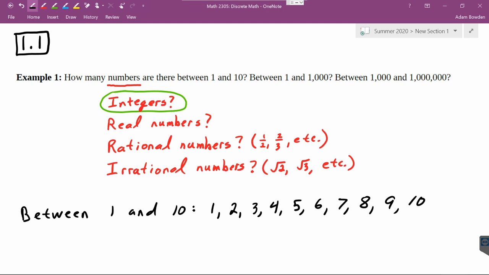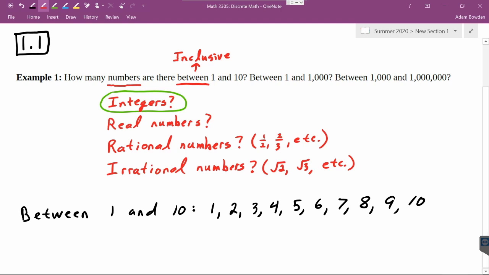Now the next thing we might consider is when we say between, do we mean including or not including the two numbers at the very end on the left and the right endpoints? So in this case, we're going to refer to between as inclusive of 1 and 10 or 1 and 1,000 and so forth. So we're going to count those numbers in as well.